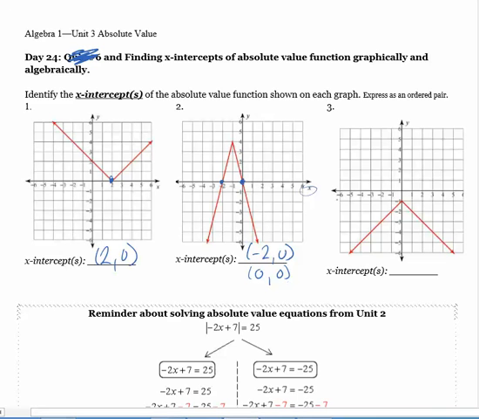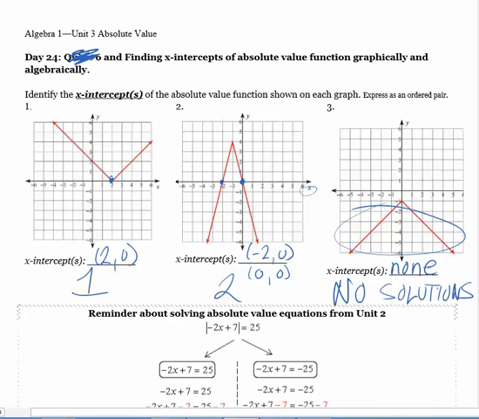Number 3 is an example where our absolute value function never crosses the x-axis. So we have none, or 0 x-intercepts. I prefer if you would write none though. Keep in mind, if you write 0, you are inferring the point 0, 0. So just avoid any mix up by writing none for that one. So we have 3 possible outcomes for the x-intercepts of absolute value functions. You could have 1 solution, 2 solutions, or no solutions. That's how we can tell graphically how many solutions or x-intercepts we have.